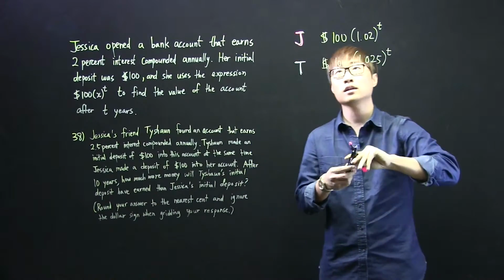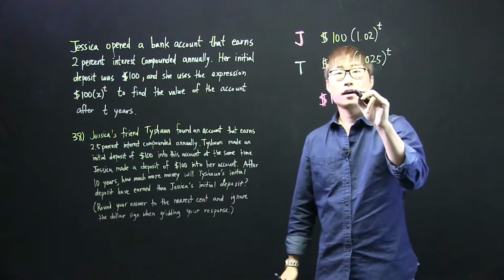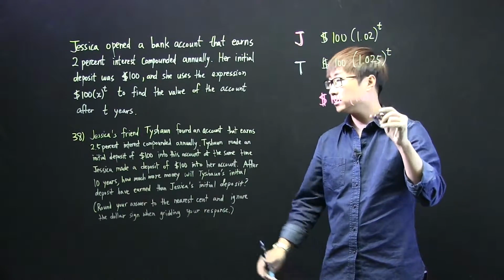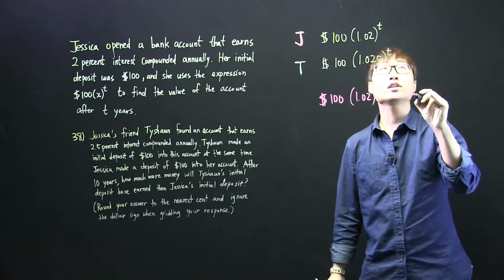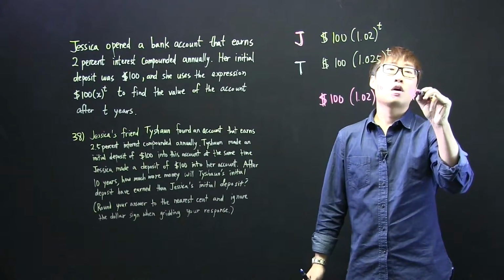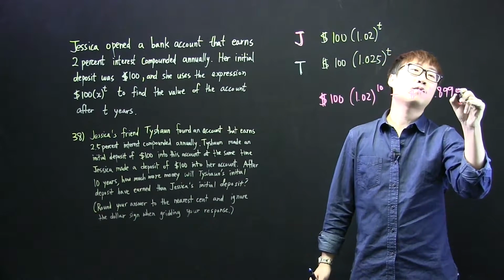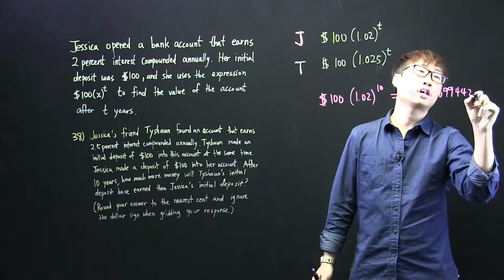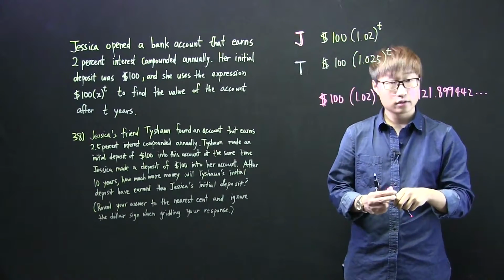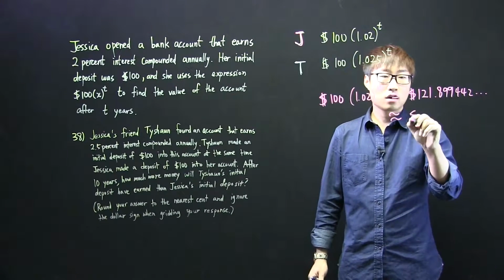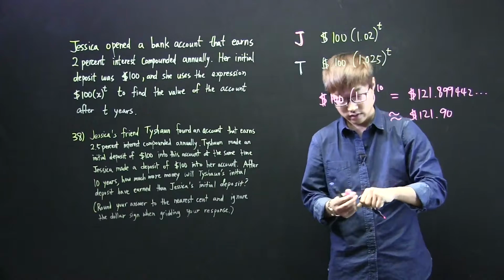Okay, so for Jessica, let's start with that. $100, and then 1.02. How many years? After 10 years, right? So to the 10, which should give you 121.8994442... right? I hope I'm right. And so we can round it to $121.90.